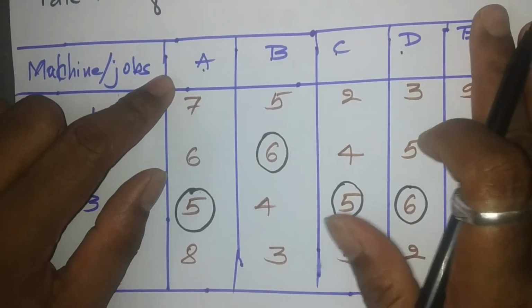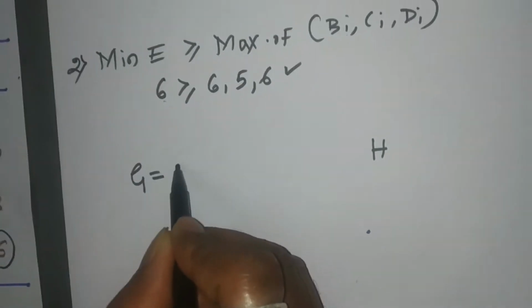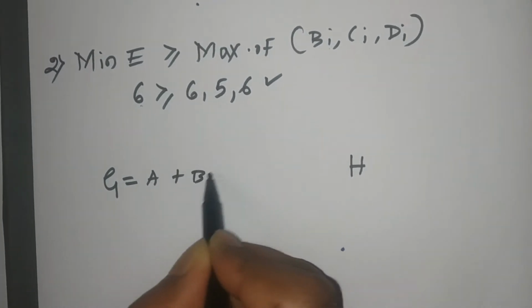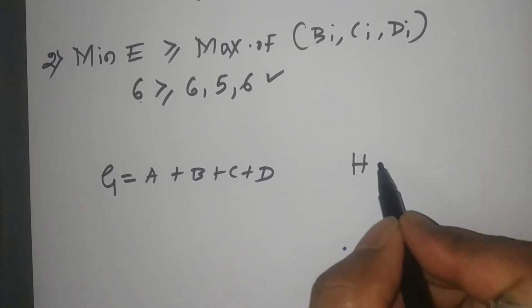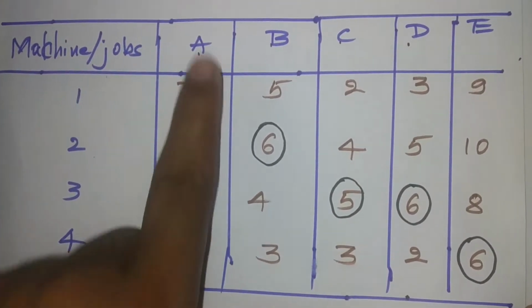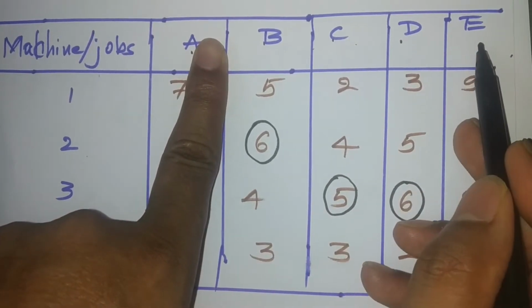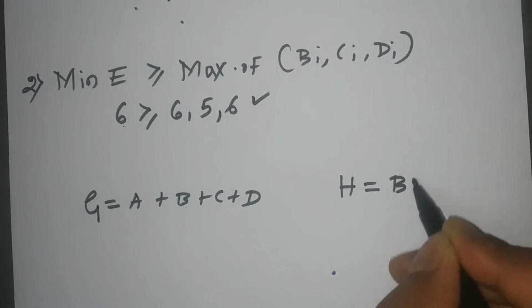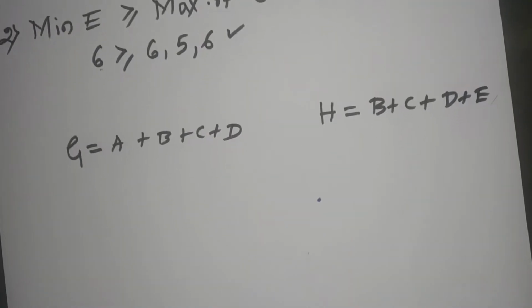So leaving the last one, I'll write G is equal to the addition of A plus B plus C plus D. Similarly, H will be what? Now I should leave A first, and write the remaining machines, that is B, C, D and E. So I'll write H is equal to B plus C plus D plus E. So these are my 2 new machines.